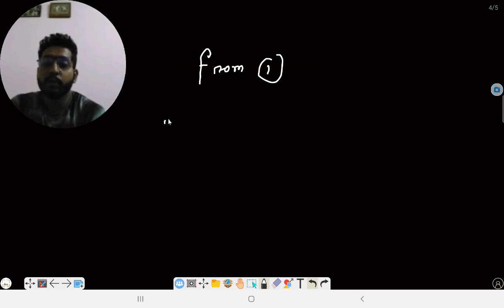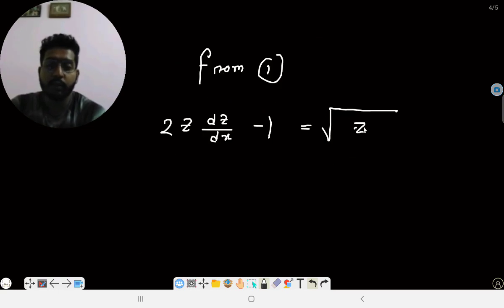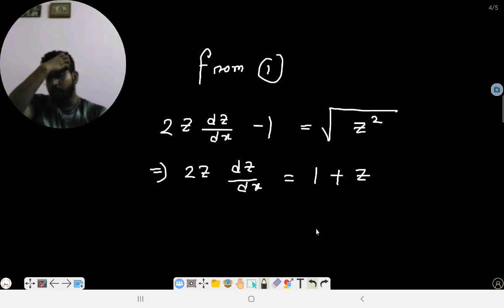So we can put 2z dz/dx minus 1 equals root of x + y + 1. Now what is the value of x + y + 1? That is z square, so it is root of z square, which becomes z. So 2z dz/dx minus 1 equals z, and the minus 1 goes to the other side and becomes plus 1, so 1 plus z. Done. Now what do we need to do?